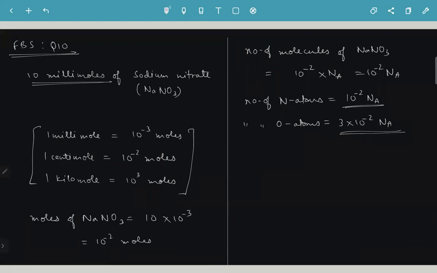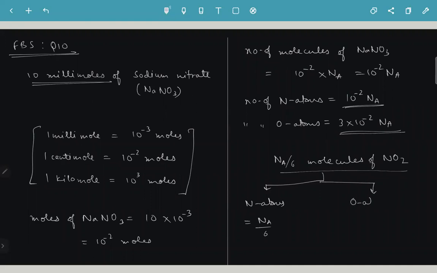There is also Na by 6 molecules of NO2. इसमें निकालेंगे नाइट्रोजन कितना एटम्स हैं. नाइट्रोजन की एटॉमिसिटी 1 है, तो नाइट्रोजन एटम्स विल बी Na by 6 एंड ऑक्सीजन की एटॉमिसिटी यहाँ पे 2 है. In this NO2 molecule atomicity of oxygen is 2. The number of oxygen atoms will be 2 into Na by 6, which is equal to Na by 3.